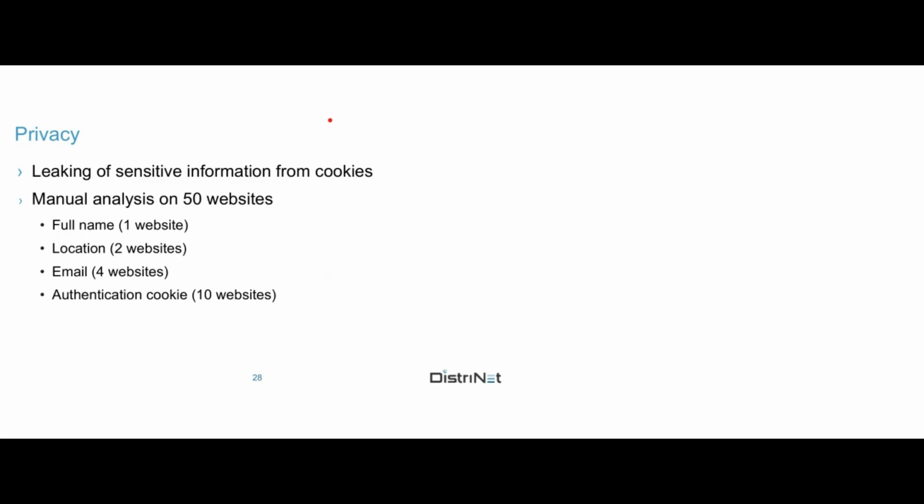Further, we found that also some sensitive information was leaking from cookies that were sent to the CNAME-based tracker. We did a manual analysis on 50 websites, including different CNAME-based trackers, and we found that on 17 out of the 50 websites, some sensitive information was leaking. So a full name, a location, an email address of the user, and in 10 cases, the authentication cookie, which also has some security issues.